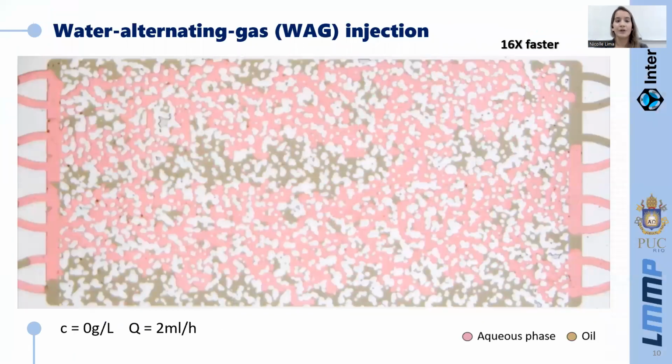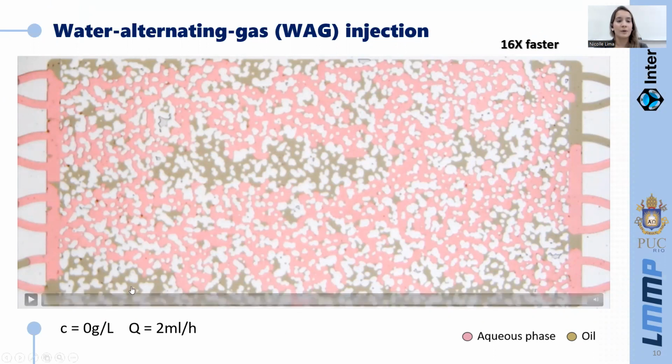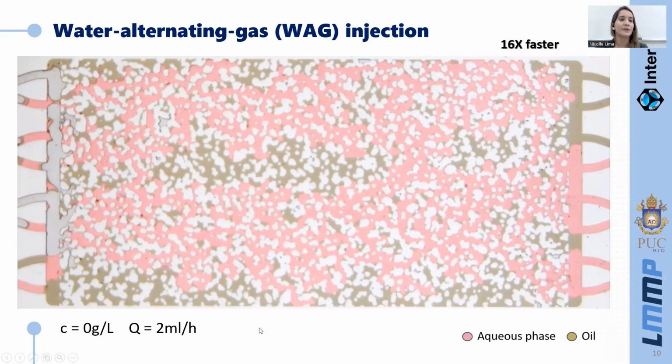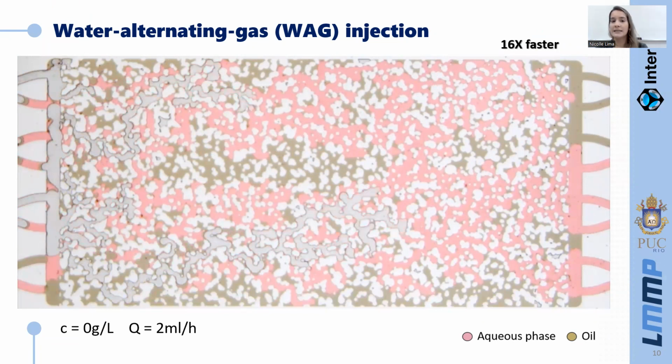Here is a video showing the gas injection in a water alternating gas injection. The oil is this brown phase here, and the water is this red phase. We're going to inject gas from the left to the right. You can see here that the gas remains transparent. We see that the gas percolates the micromodel and finds a preferential path.